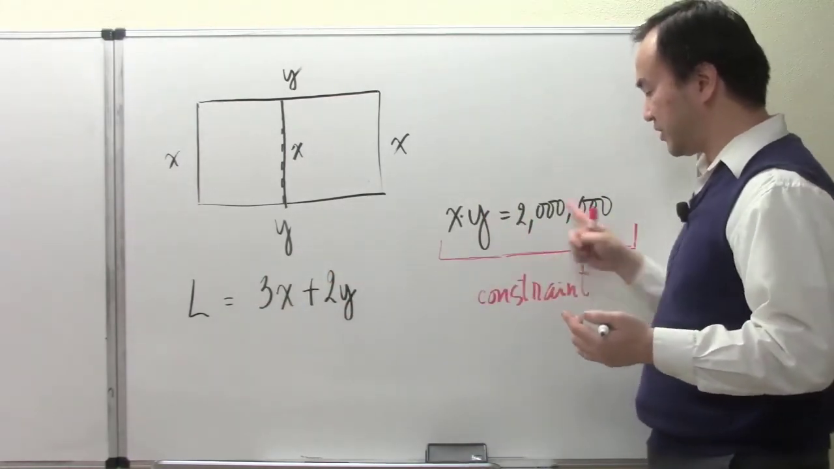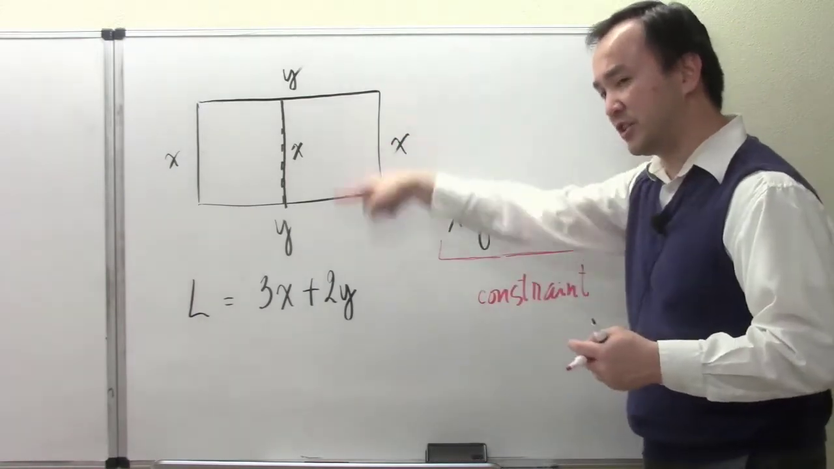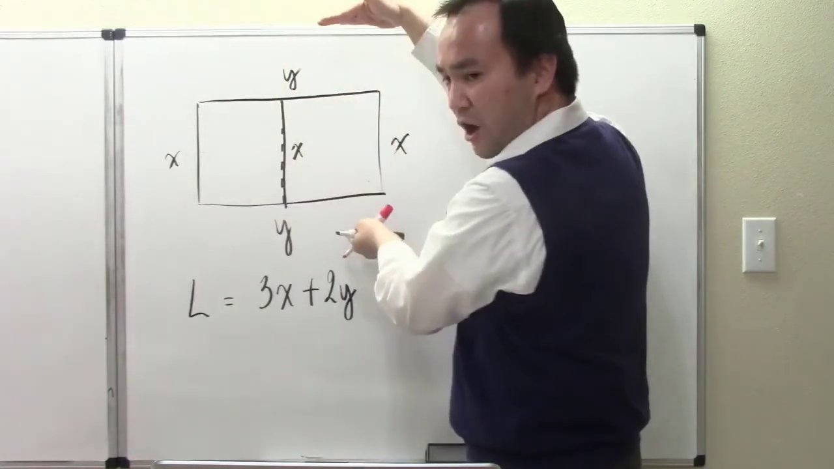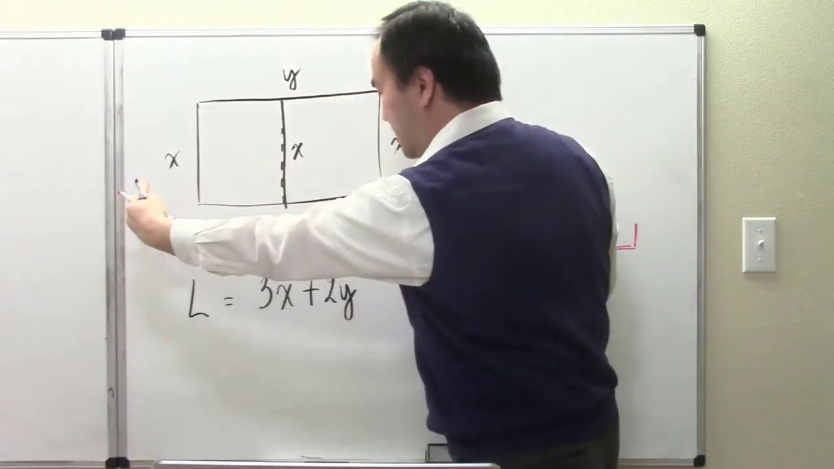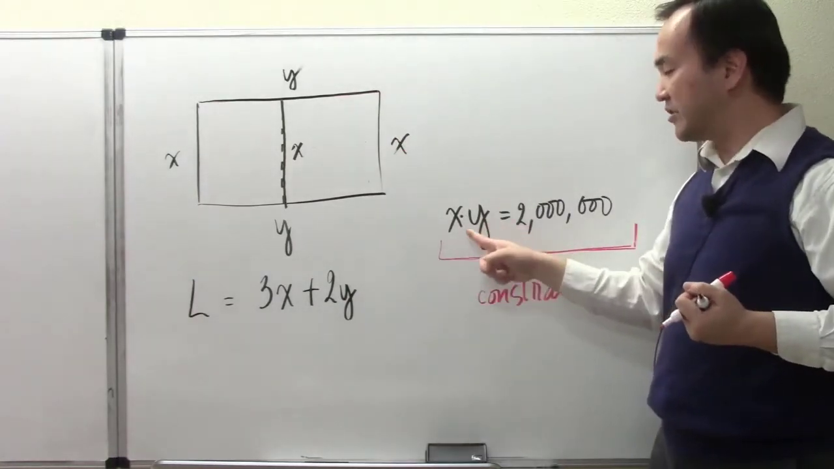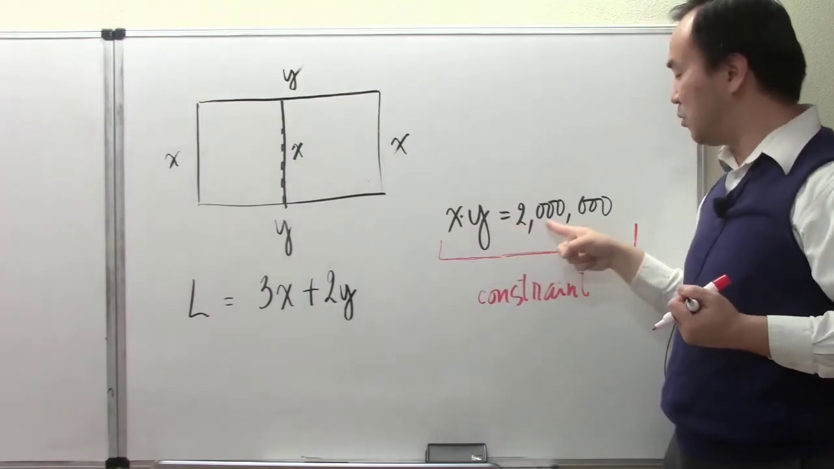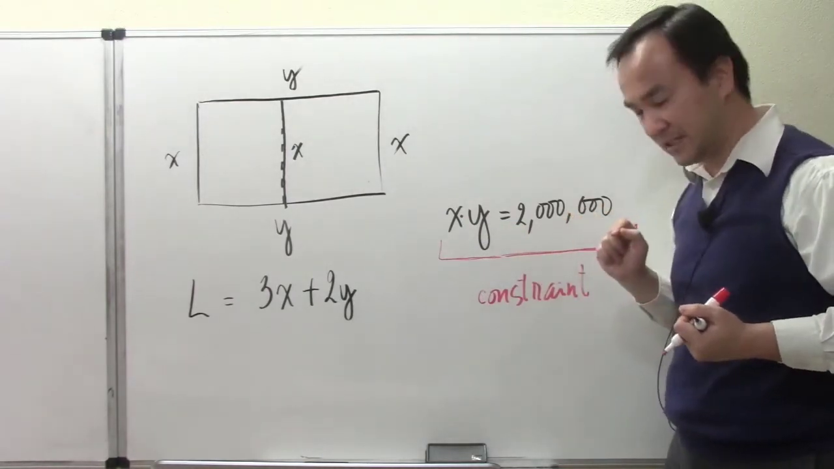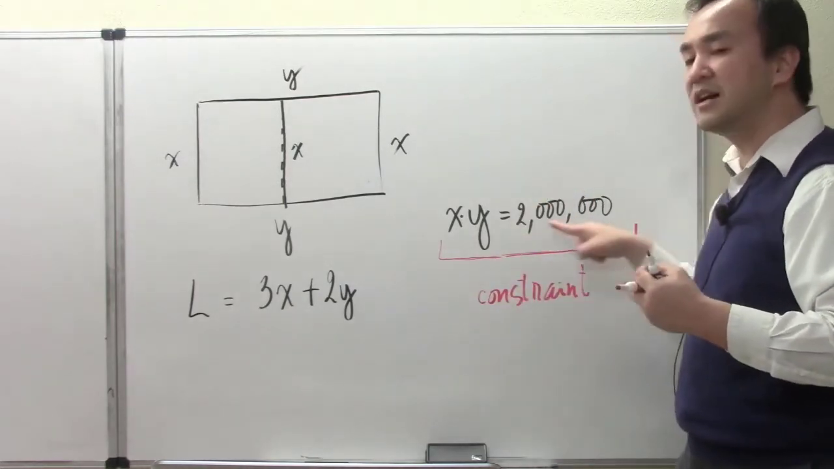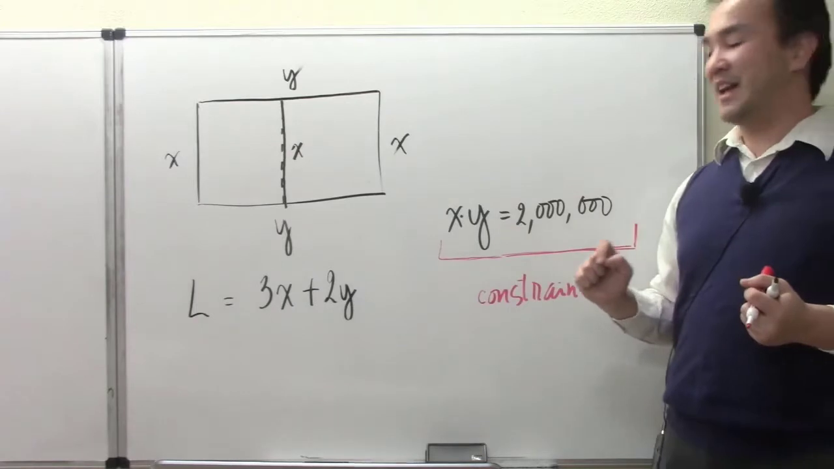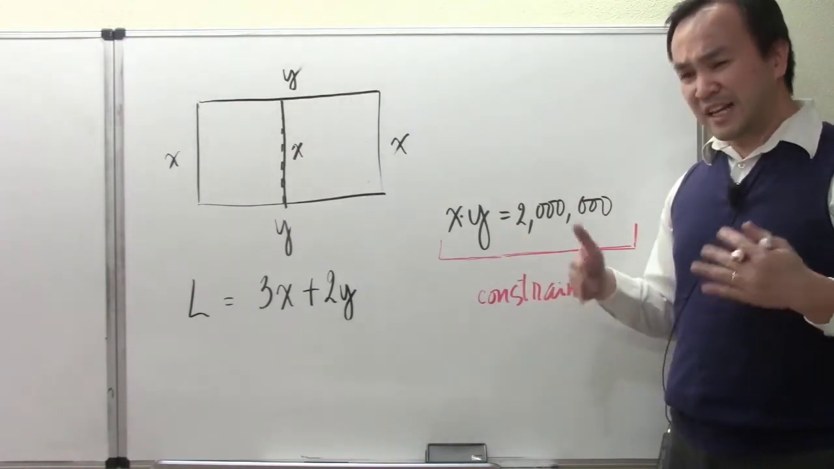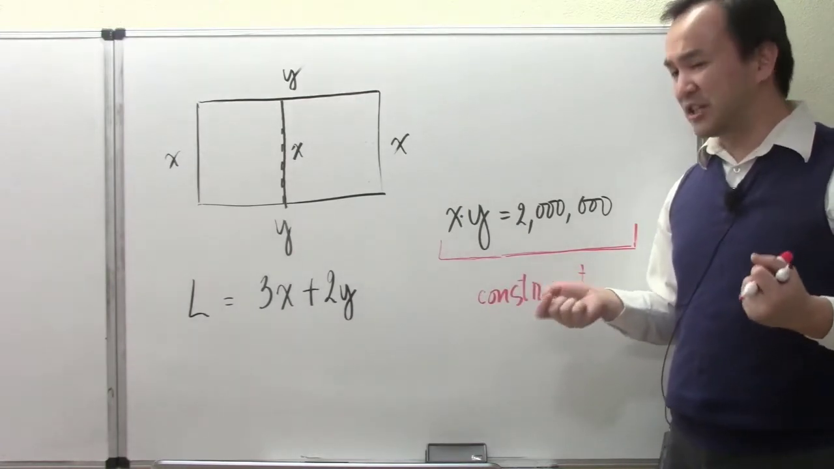So this constraint says: I don't care how you adjust your x and y, maybe you make y shorter to get x longer, or maybe y even longer and x a little shorter, but you always have to maintain this relationship. The product of x and y must be equal to 2 million square feet. That's why it's called a constraint. You can adjust your variables, but you must stay within this requirement. That's an explanation of what a constraint is.